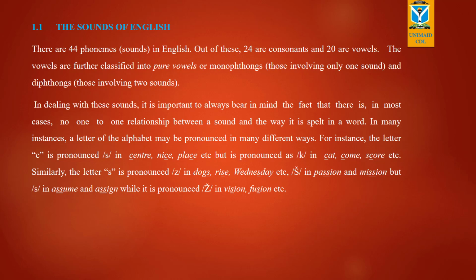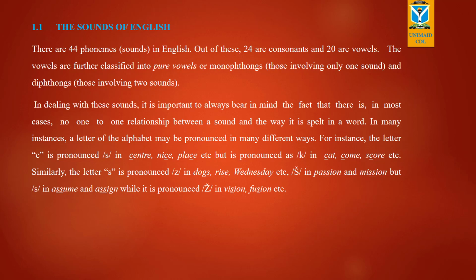The vowels are further classified into what we termed as pure vowels or monophthongs, those involving only one sound, and diphthongs, those involving two sounds. In dealing with these sounds, it is important to always bear in mind the fact that there is, in most cases, no one-to-one relationship between the sound and how it is spelled. That is due to lack of correspondence between spelling and pronunciation.